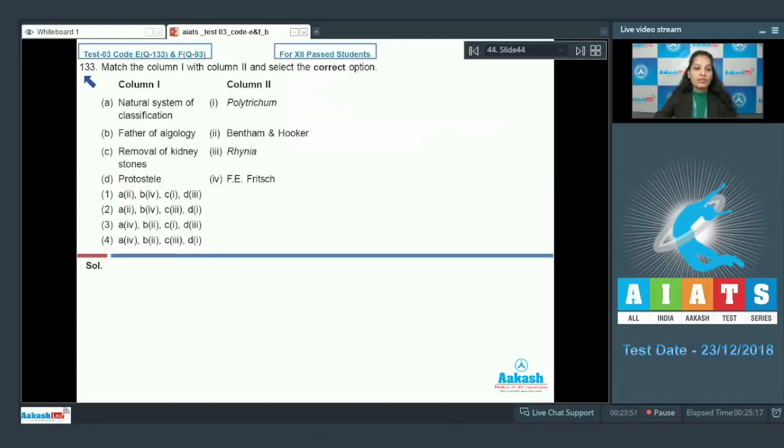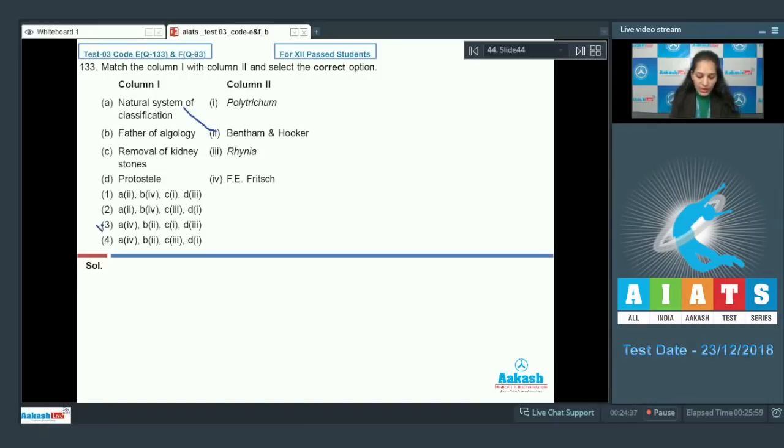Question number 133. Match the column 1 with column 2 and select the correct option. A. Natural system of classification, Polytrichum. B. Father of algology, Bentham and Hooker. C. Removal of kidney stones, Rhynia. D. Protostele, F.E. Fritsch. Again, you have to match the items in column 1 to column 2. A. Natural system of classification. In the previous questions we discussed that natural system of classification was given by Bentham and Hooker, and it is the most accepted system of classification too. So A matches with second.